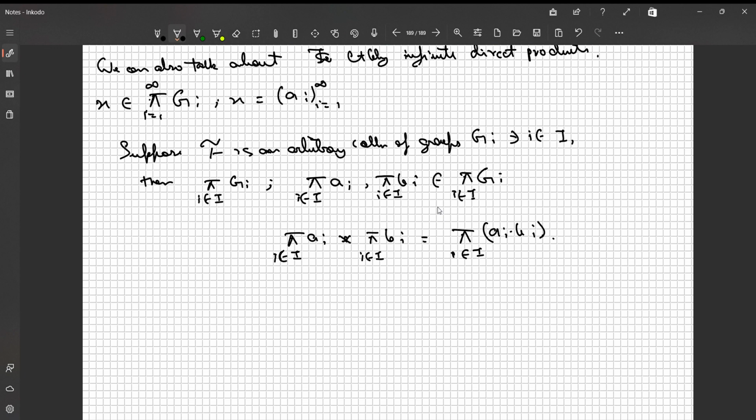Similarly, if I want to talk about the identity element, I can just construct the collection like this, with each component coming from the identity of G_i. So I can just consider the collection of 1 of G_i, where i comes from capital I. That's it. If I talk about the inverse of some element, say a, then I can talk about the product of the a_i inverses, where i comes from capital I. So it's an analogous construction, right? There's nothing too complicated here.